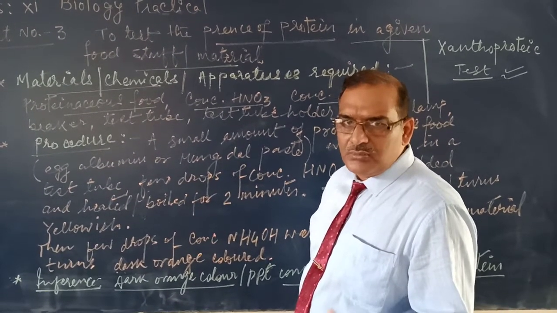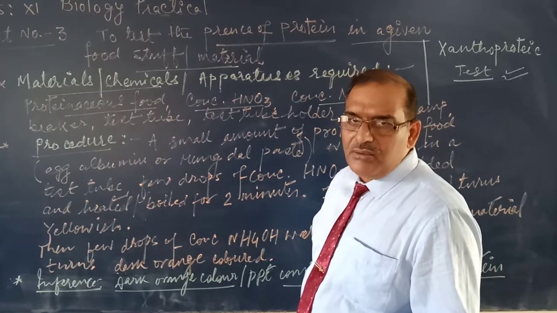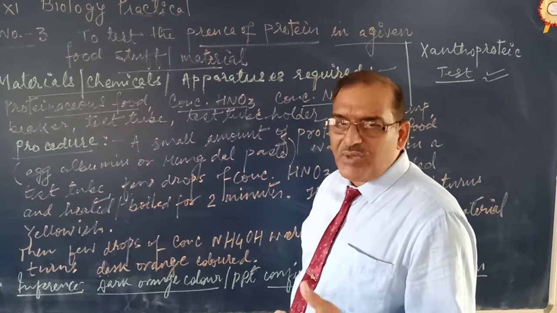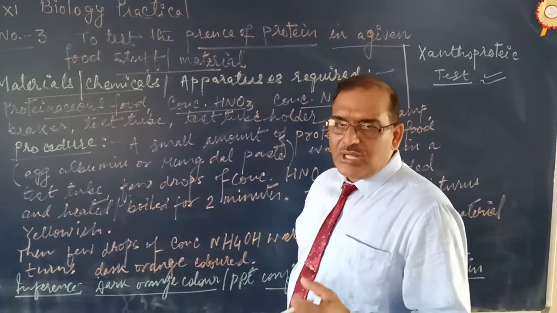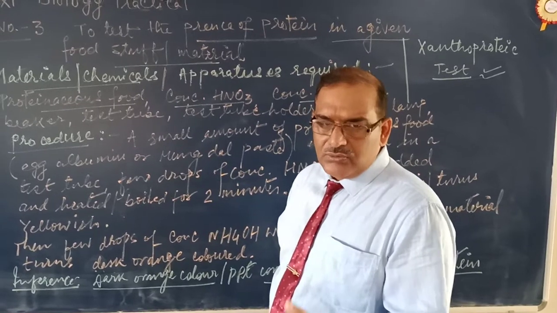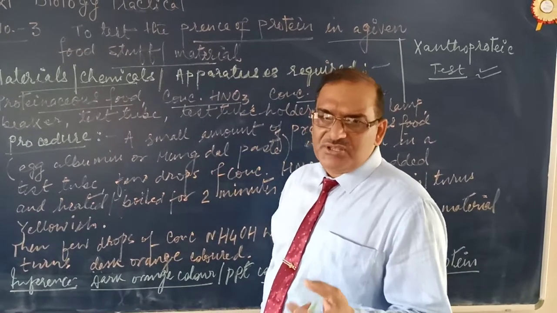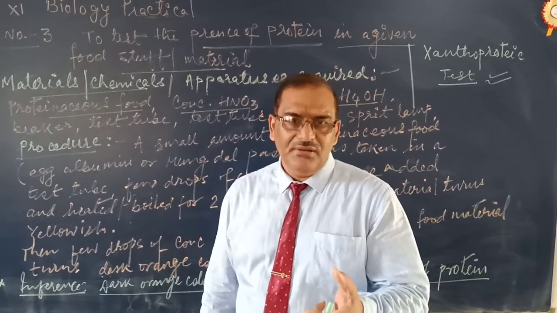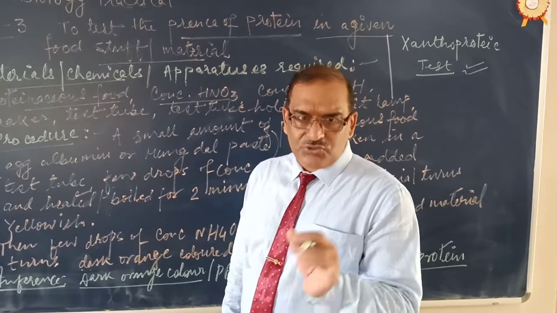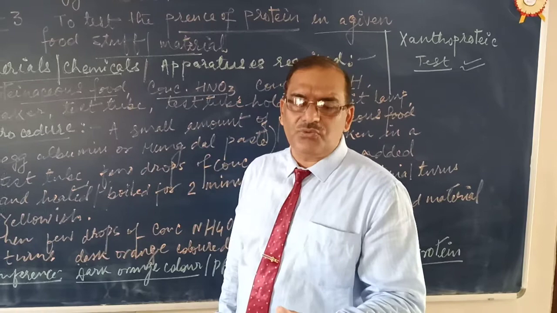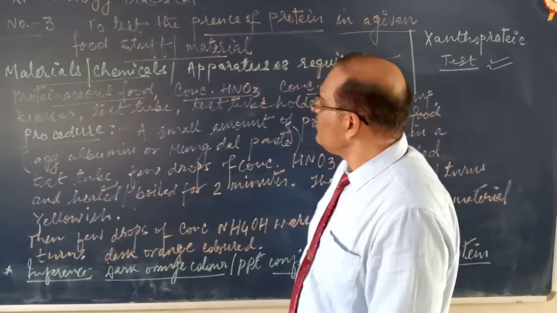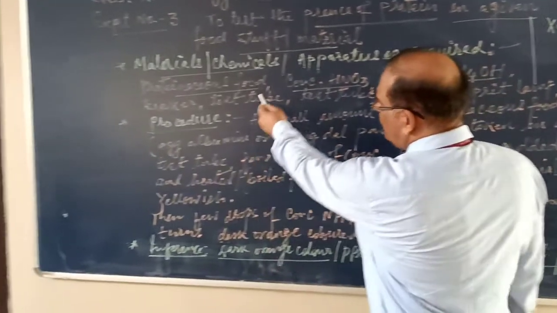ground flour, besan, or maybe the paste of soaked or wet moong dal. We will soak the moong dal overnight in water and make a paste of it. So these two things are important materials. One is egg albumin and second is moong dal paste. These two are the best material to test the presence of protein in the given food stuff. Okay, so these are the requirements.